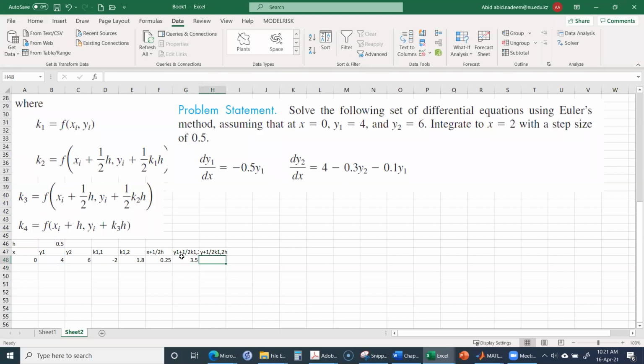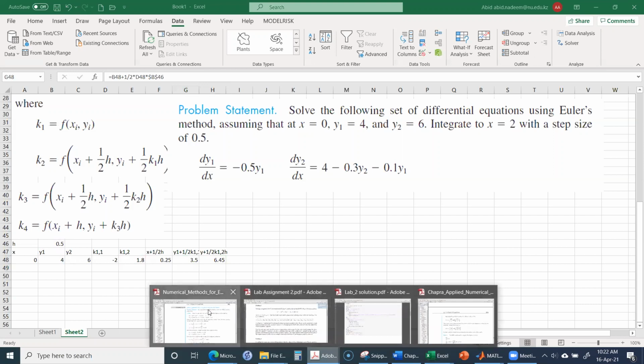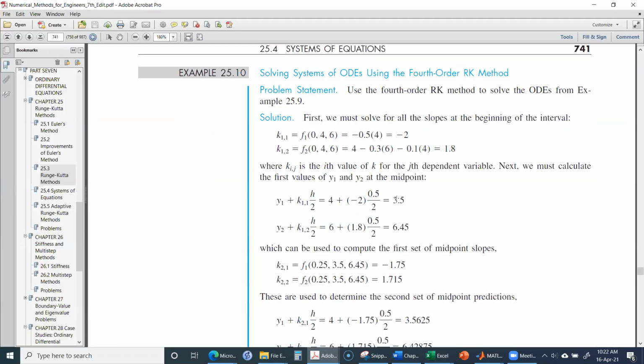And then the next value of y, plus this, is equal to this value of y for the second one. And then 1 divided by 2 times k1 of 2 times h, this value. So it will be 6.45. So we get 3.5 and 6.45. Let me check it over here. Yeah, 3.5 and 6.45. So we will use these values to find the values of K2 and K22.